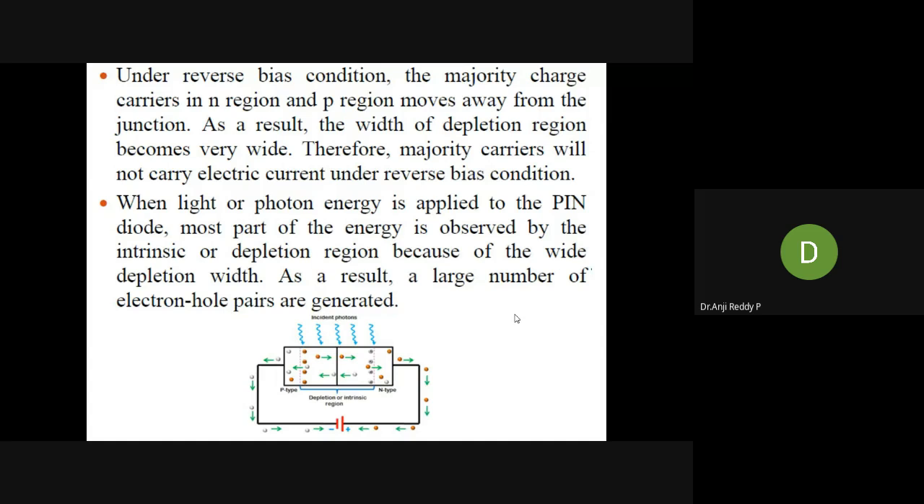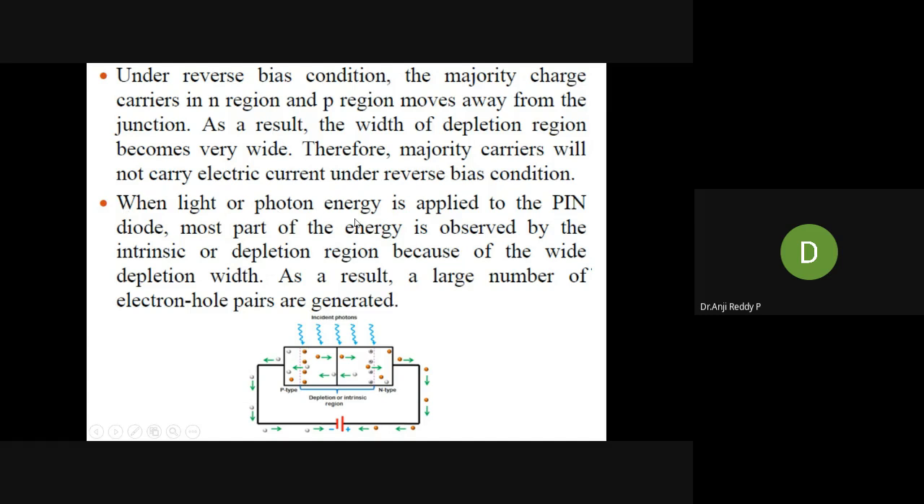Here it has more depletion width because it is connected in reverse bias. The maximum light energy incident is absorbed by that intrinsic region only. As a result, a large number of electron hole pairs are generated because it is an intrinsic semiconductor. Initially, all the electrons are present in valence band. When the light is incident on that intrinsic semiconductor, the electrons in valence band absorb that energy and go to conduction band. That will generate the electron hole pairs.